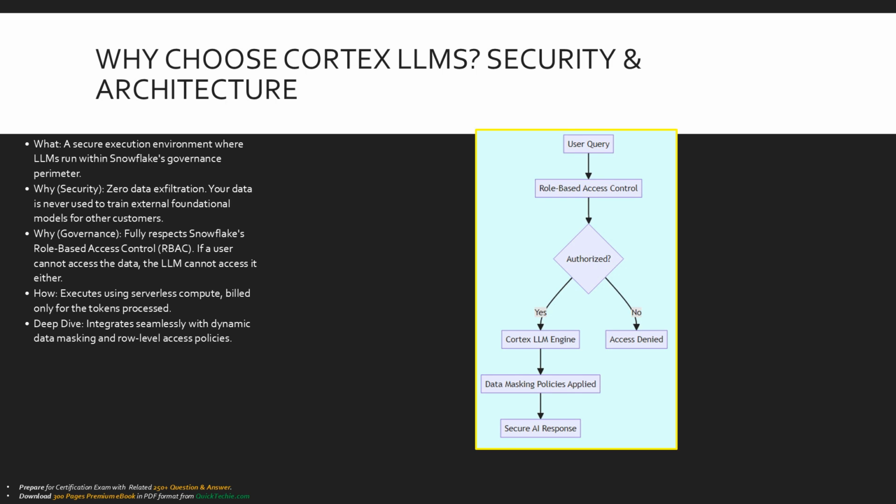Now that we know what Cortex is, we must answer a critical question. Why should enterprise architects and data leaders choose Cortex over external LLM APIs? The answer lies fundamentally in security and governance. When you utilize Snowflake Cortex, your prompts, your context, and your generated responses never leave the Snowflake governance perimeter.